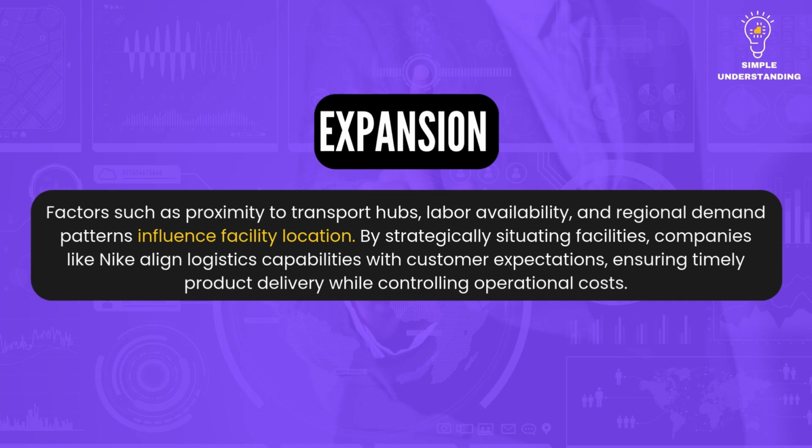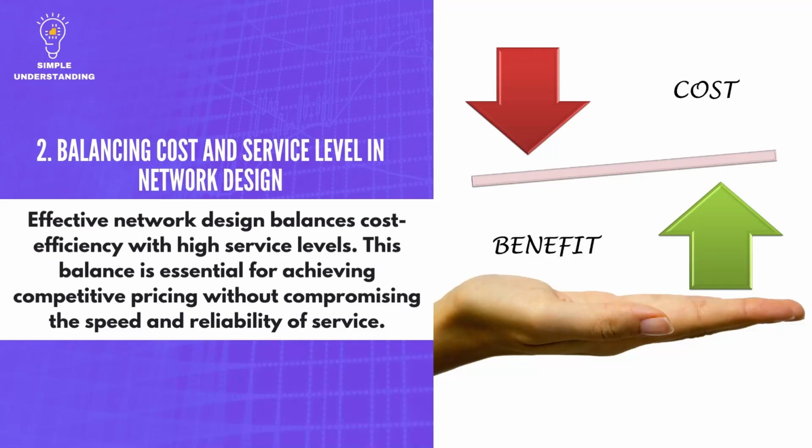Expansion. Factors such as proximity to transport hubs, labor availability, and regional demand patterns influence facility location. By strategically situating facilities, companies like Nike align logistics capabilities with customer expectations, ensuring timely product delivery while controlling operational costs. 2. Balancing cost and service level in network design.